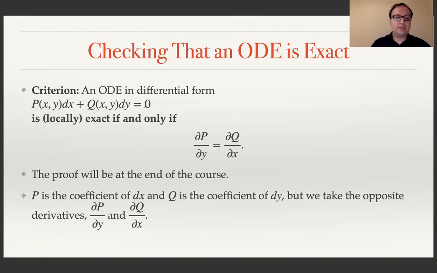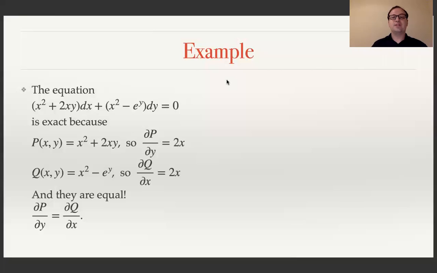And let's just notice that p is the coefficient of dx, but we take its derivative with respect to y, and q is the coefficient of dy, and we take its derivative with respect to the opposite variable, so partial q over partial x. So this works crosswise. p is the coefficient of dx, and q is the coefficient of dy, but we take the opposite derivatives and we check whether they are equal.